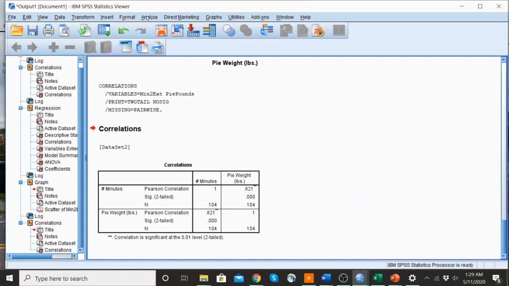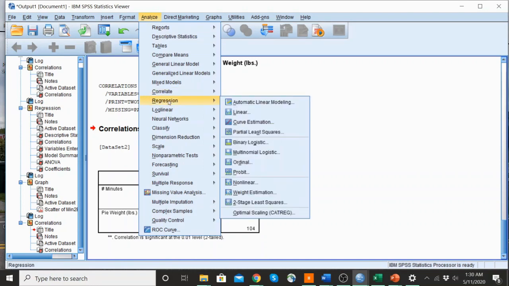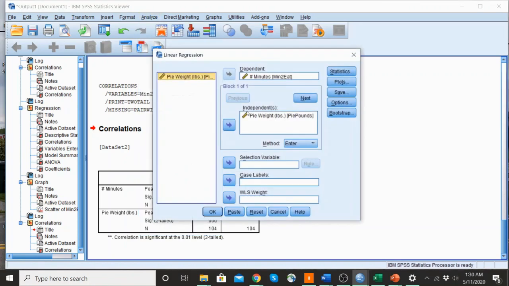Okay, what do we want to do next? And we're going to hit Analyze. We're going to run a regression. When I run the regression, I want to run a linear regression. This is what we're studying. But you can see here there are so many types of regressions to be run. But we're starting off with a real nice linear regression.